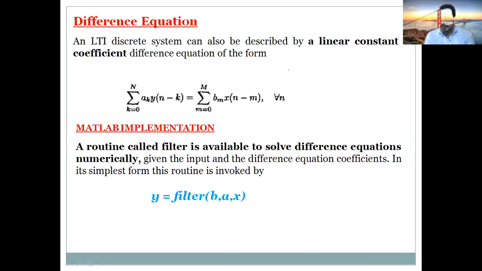As we have discussed in the previous class, for analog signals or continuous time signals, we use differential equations. But for discrete time systems, we call it a difference equation. So let's see one more example on difference equation. I think this is example 3.